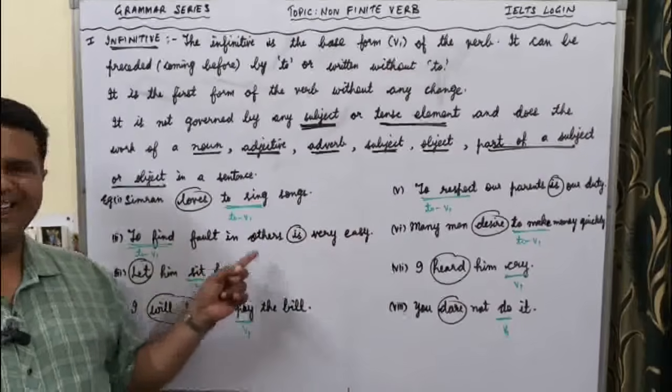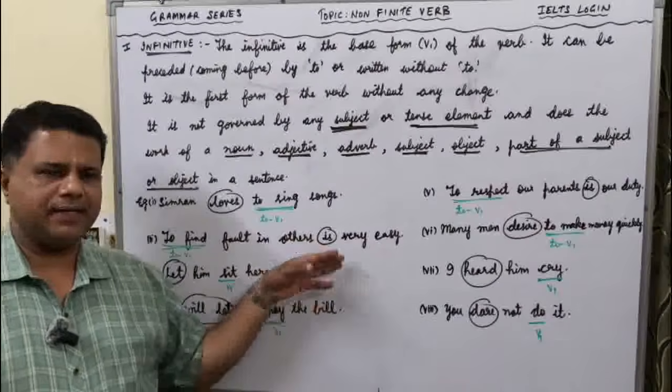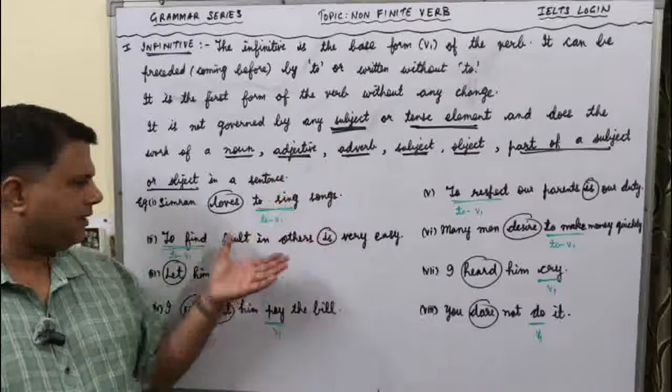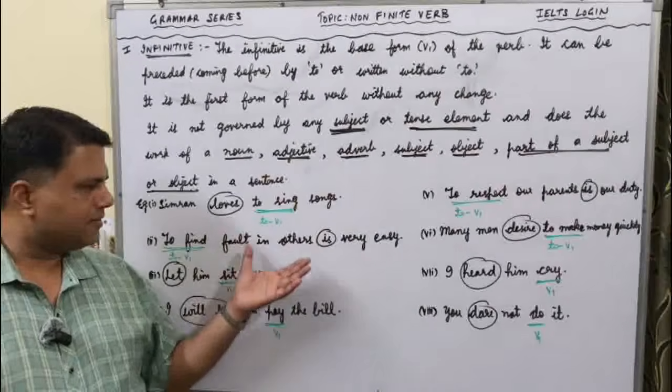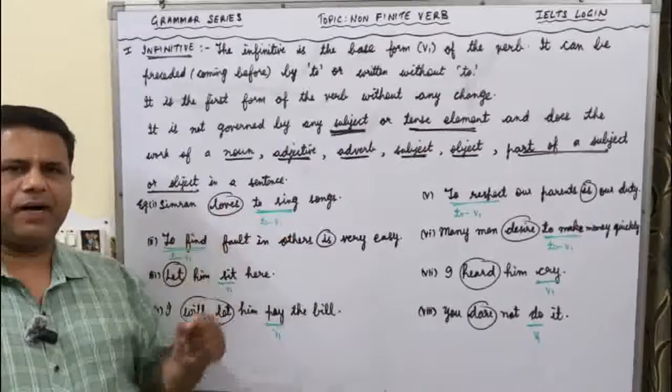Then, to find fault in others is very easy. Is is the tense element, it is a finite verb. What is very easy? To find fault in others. So this is a subject. So in to find fault in others, the to infinitive is part of the subject.